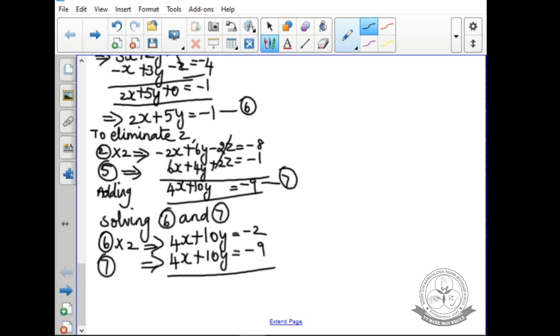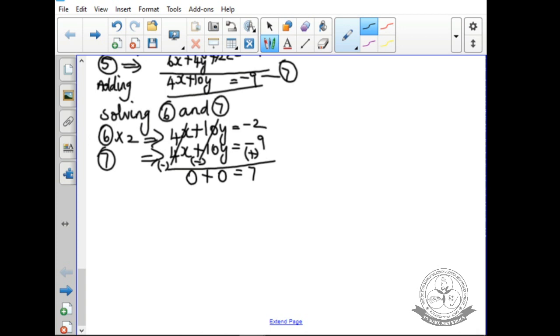Now subtract, change the sign. Minus, minus, plus. Plus 4x minus 4x get cancelled, plus 10y minus 10y get cancelled. We are simplifying, so the answer will be 0 on the left. Here the answer will be 7. We are getting the answer as 0 equal to 7. It is a contradiction.